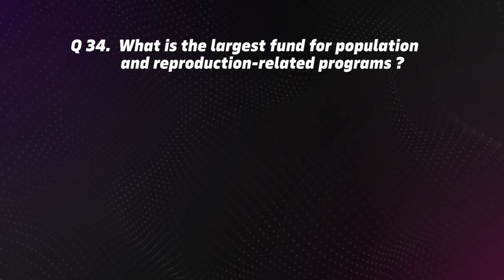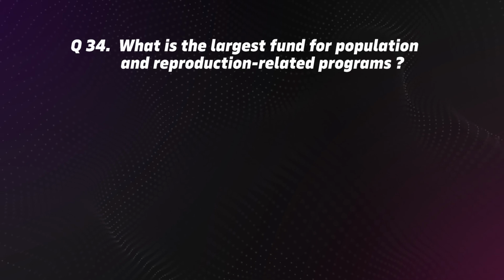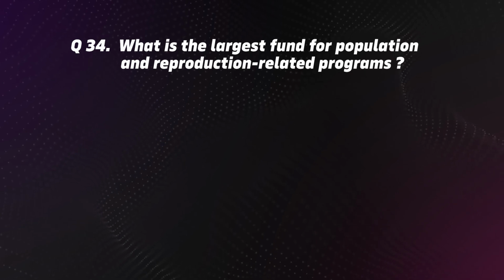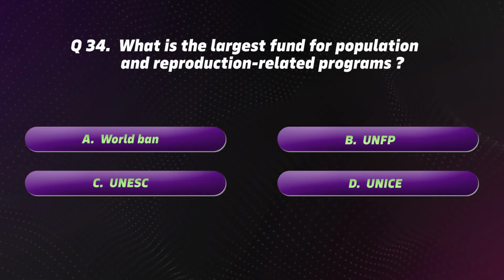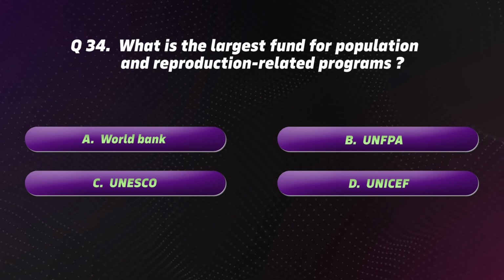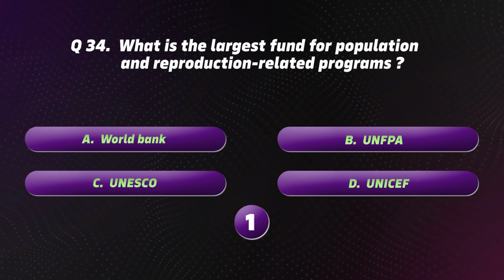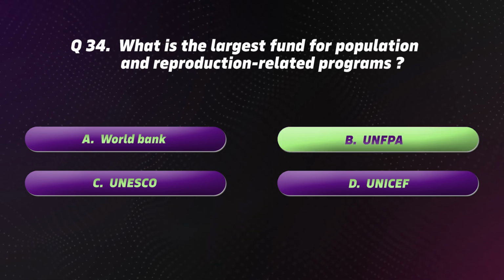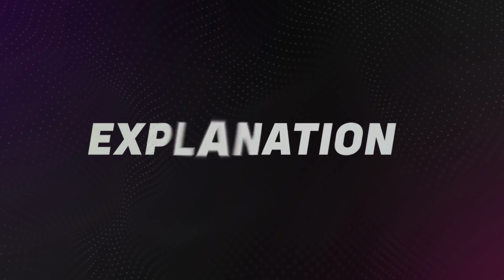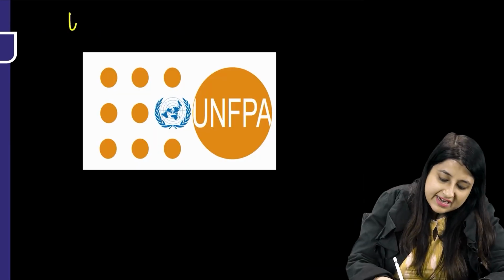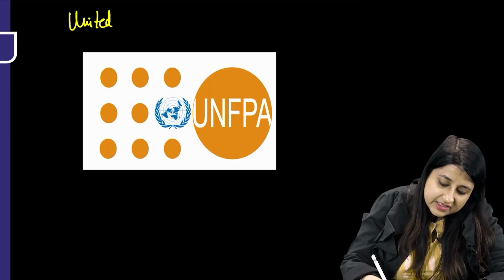Question 34. What is the largest fund for population and reproduction related programs? Here are the options. A. World Bank. B. UNFPA. C. UNESCO. D. UNICEF. And the correct option is B. UNFPA. Here is the explanation. UNFPA. This is very important. A question has come on it.